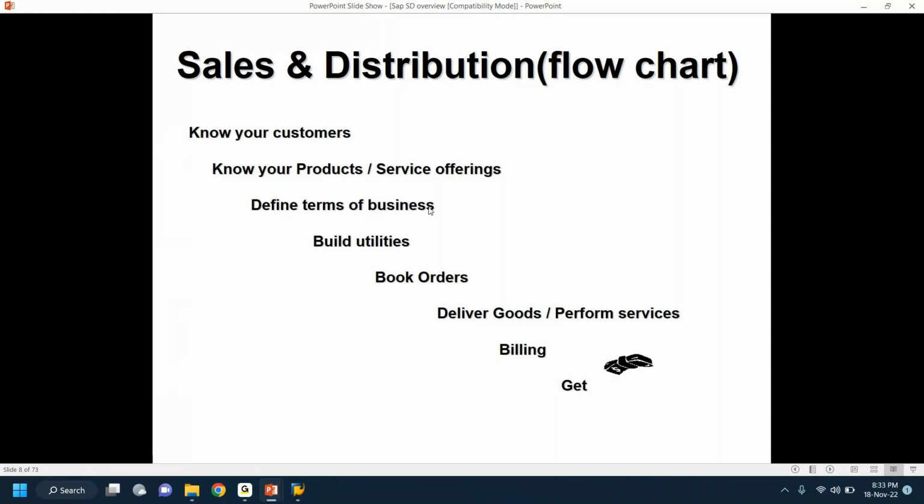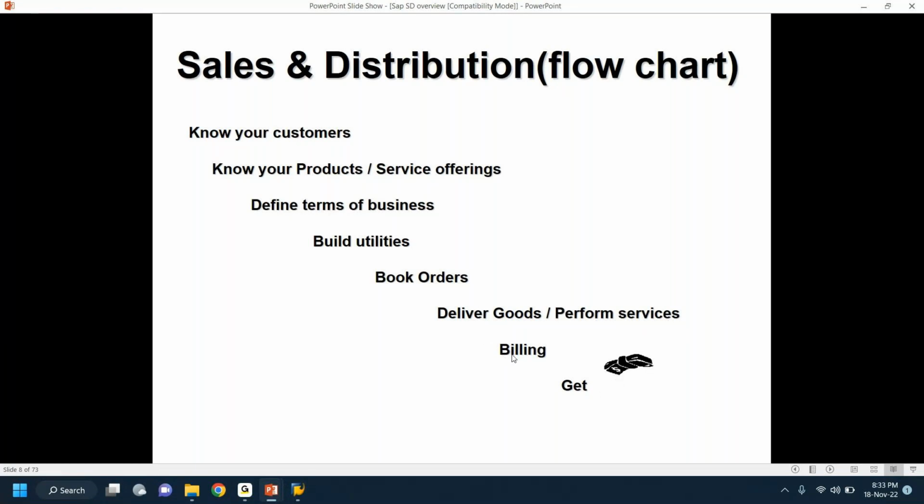In SD, we handle outbound delivery. Outbound means after manufacturing from my factory, I deliver to the customer. In MM, I receive the stock from my vendor. That is inbound, this is outbound. Book orders: sales orders, that means customer specific, or purchase orders, vendor specific. But purchase orders are created only on the basis of sales volume. Otherwise, purchase orders will come down. Then deliver goods, delivering goods to the customer or receiving goods from the vendor.